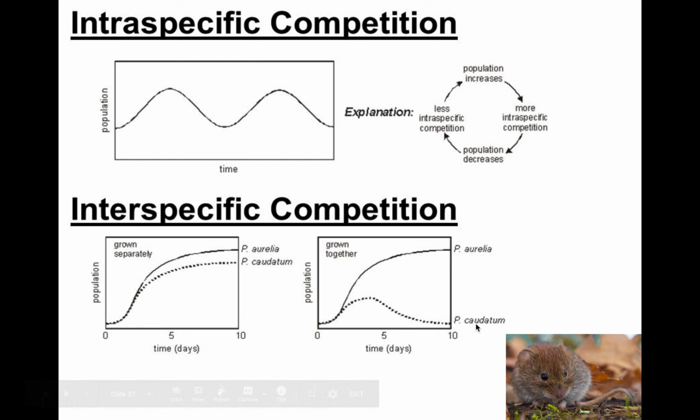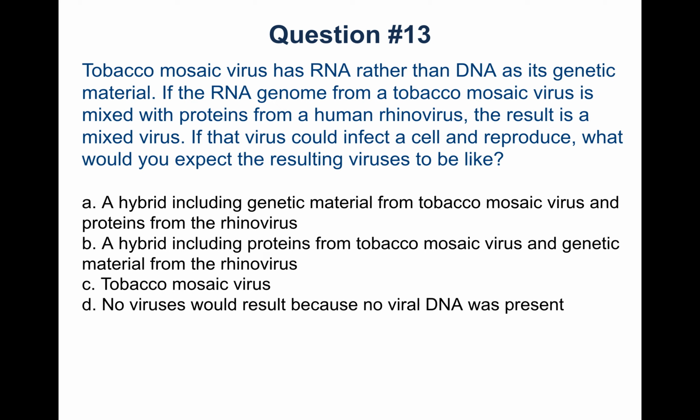All right, tobacco mosaic virus has RNA rather than DNA as a genetic material. If the RNA genome from a tobacco mosaic virus is mixed with proteins from a human rhinovirus, the result is a mixed virus. If that virus could infect a cell and reproduce, what would you expect the resulting viruses to be like? So really, tobacco mosaic viruses.